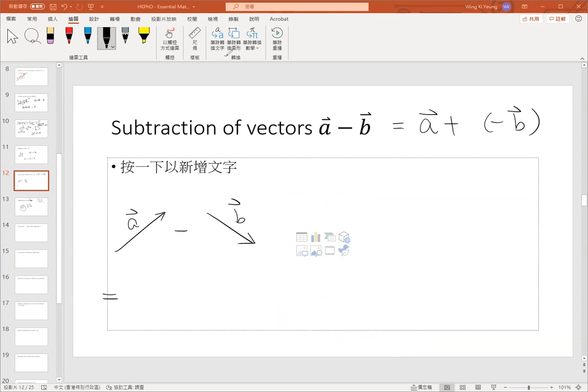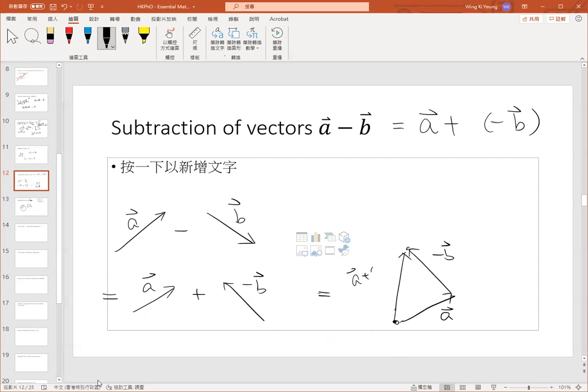Sorry. Okay. So you consider it's a vector A plus negative vector B. And then this vector A, this is vector negative B, and to do the subtraction you add these two together, okay? Because you are converting the subtraction question to an addition question. And then this is a starting point and end point. So this is vector A plus negative B. That's equal to A minus B. Okay.